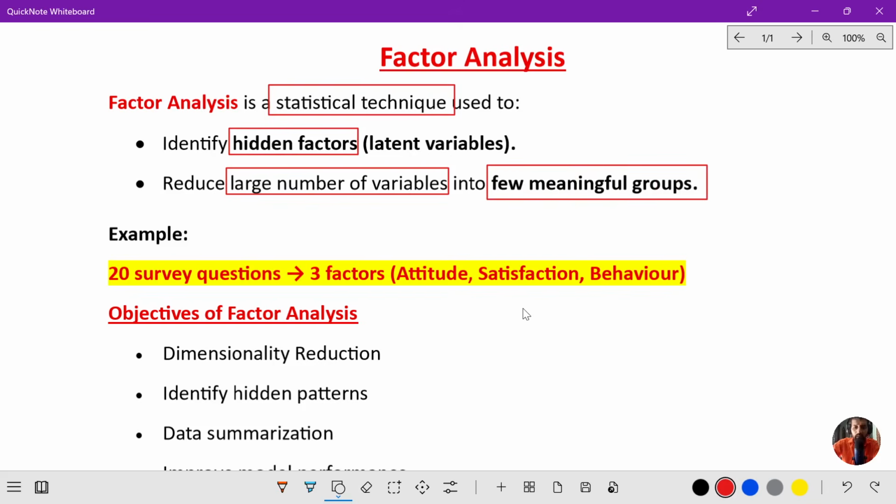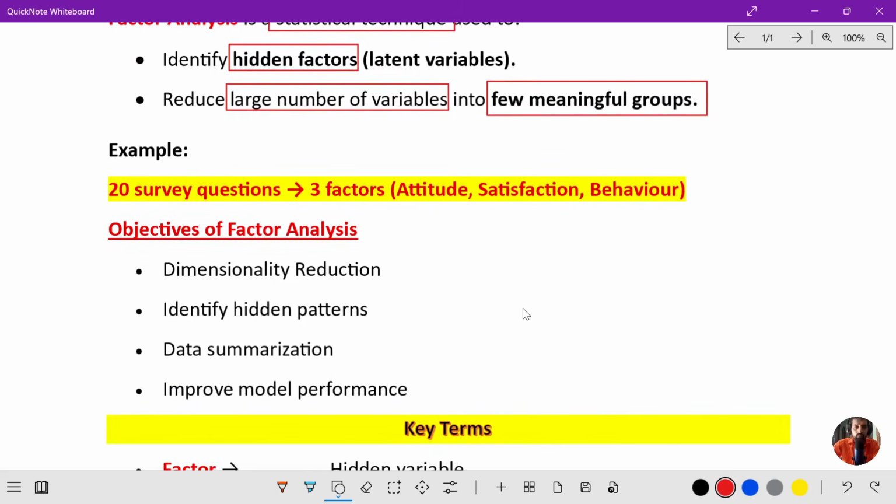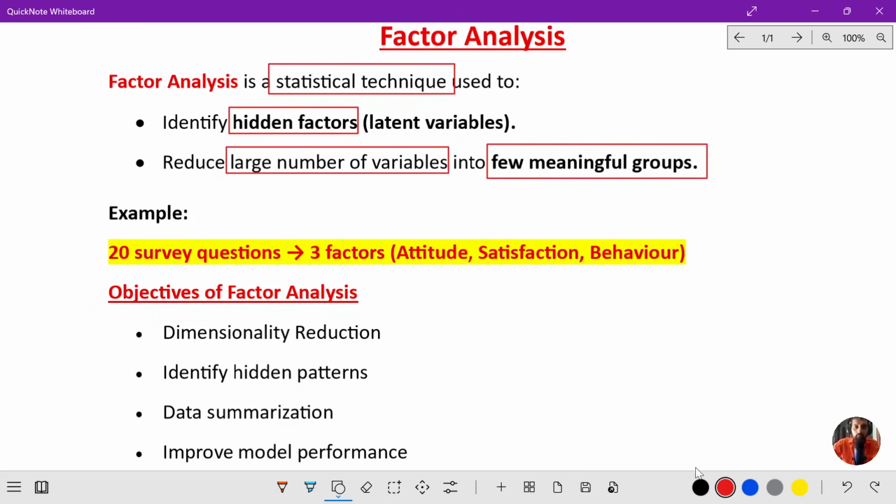Let us see an example, by which we'll get more clarity. You can observe on the screen. What is the meaning of this factor analysis? The example is, let us say, there are 20 survey questions. What I am going to do is divide these 20 survey questions into 3 factors. What is the use of these 3 factors? When there are 20 survey questions, we may get some confusion.